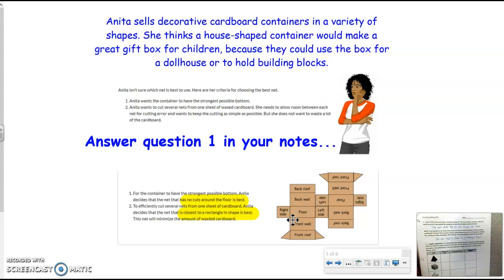For question number 2, it says, which net for the house would you use if you wanted to use the least amount of cardboard? The least amount of cardboard would be used when we make a net that most closely resembles a rectangle. Here's an example of one that would use the least amount of cardboard, and we wouldn't have as many cuts to make. You can see that the shape of it gives you a rectangle.